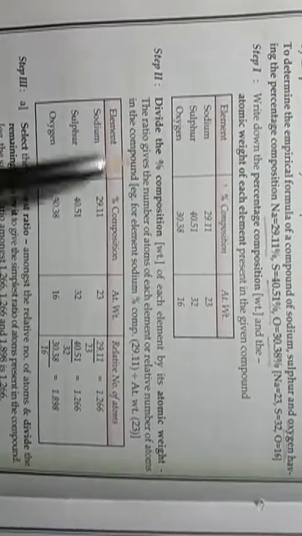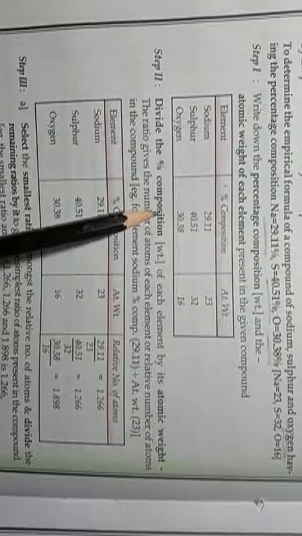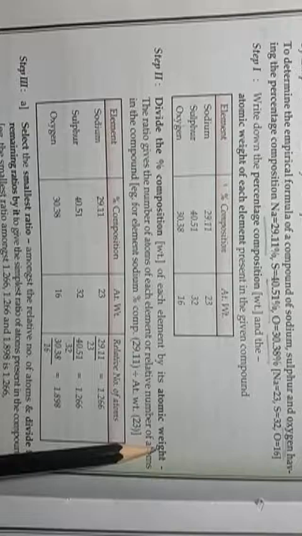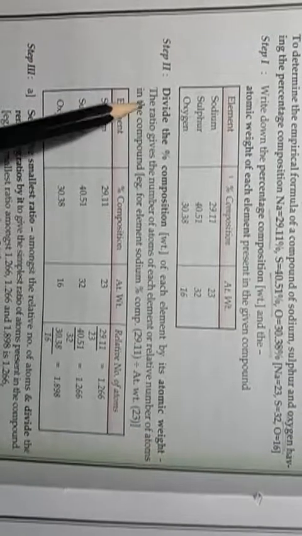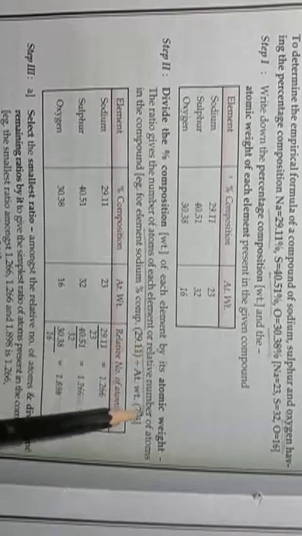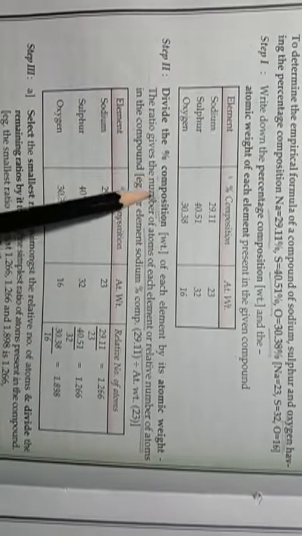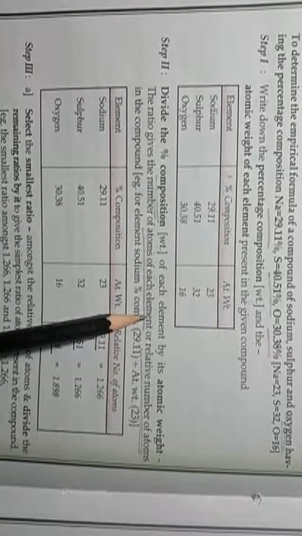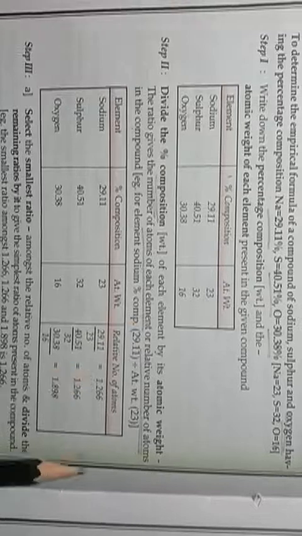Then second step: divide the percentage composition, that is weight, of each element by its atomic weight. Okay, so the ratio gives the number of atoms of each element, or relative number of atoms, in the compound. So when we divide the percentage composition of the particular element by its atomic weight, then we will get the number of atoms of that particular element which are present in the given compound.